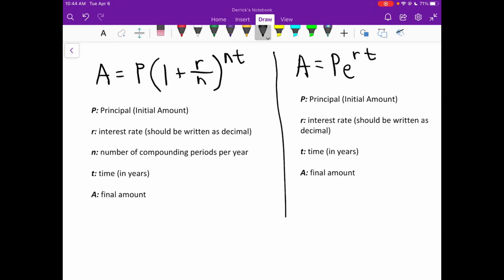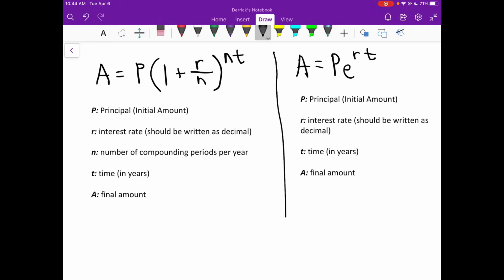A is going to be your final amount. So, if we're talking about compound interest, you're usually talking about a loan or investing money, like a savings account or retirement account, something like that. So it's however long you have the account, whether it's you owing money or gaining money, what that final amount is going to be. That's A.